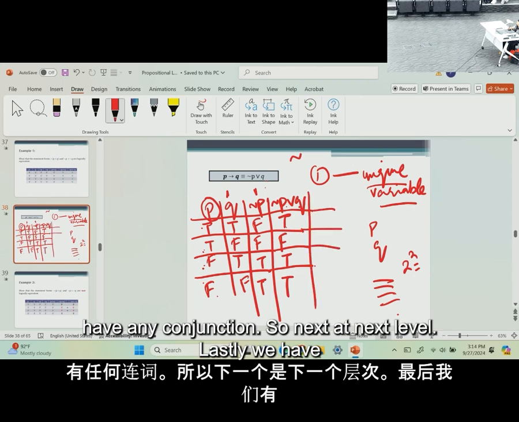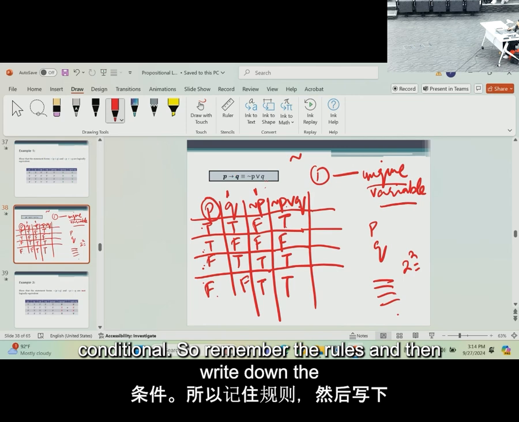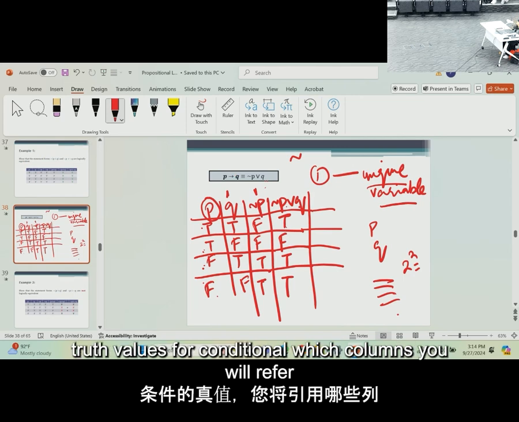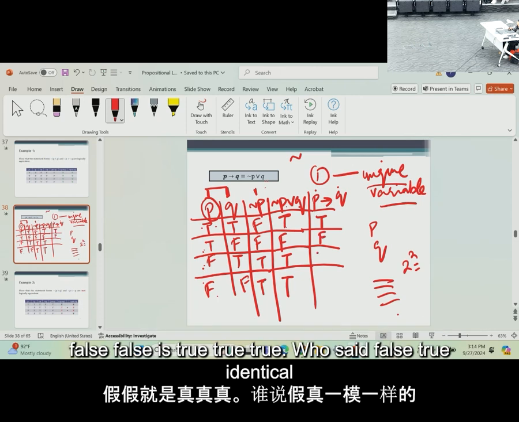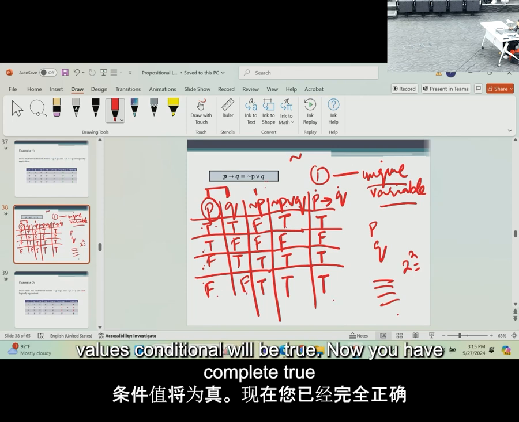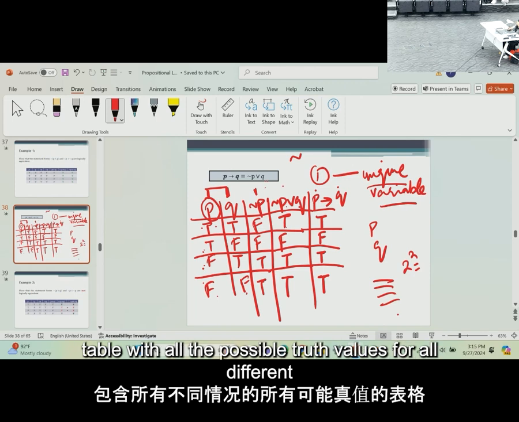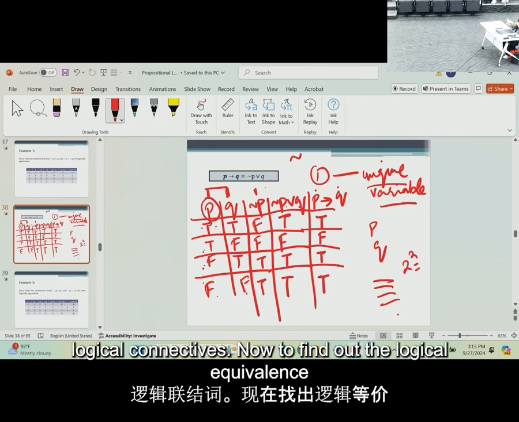So at the next level, lastly, we have conditional. Remember the rules, and then write down the truth values for conditional. Which columns will we refer to? These two. Okay. So true, true is true; true, false is false; false, true is true; false, false is true. True, true. Who said false? True. Identical values, conditional will be true. Now you have a complete truth table with all the possible truth values for all the different logical connectives.